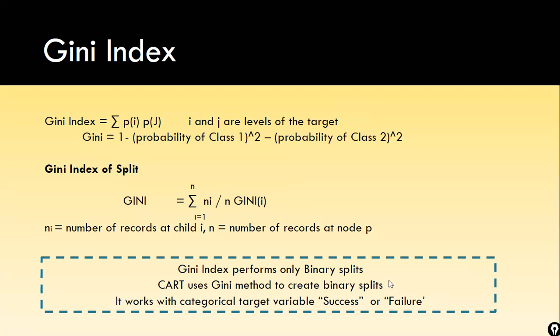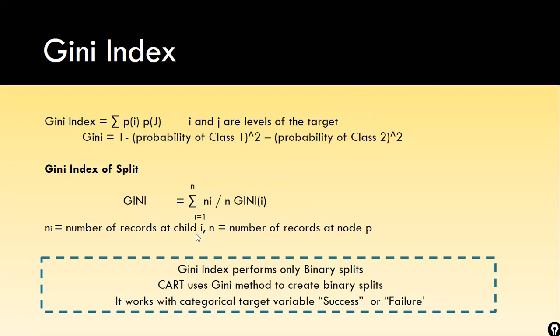Gini index performs only binary splits. Only for a binary split can you go for the Gini index. Okay, you might be asking: I want to have a decision tree wherein I need a multi-way split. Then we have a different algorithm called CHAID, which uses the chi-squared technique. Okay, in the case of a binary split, only Gini index, entropy, and information gain are used.